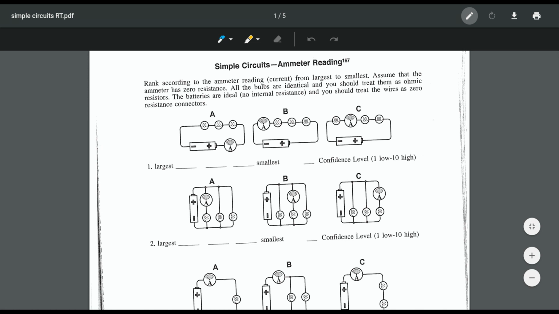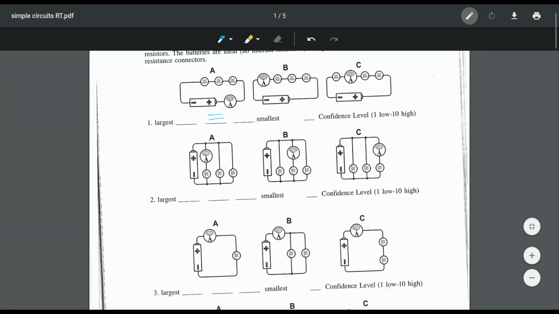That's an important one to catch really early on because it's hard to build a working model of circuits with that misconception. We know that all the bulbs are identical and the batteries are identical to one another in here too. So we know that the current is going to be the same in all three cases. It doesn't matter where we put the ammeter. There's only one path for the current to follow.